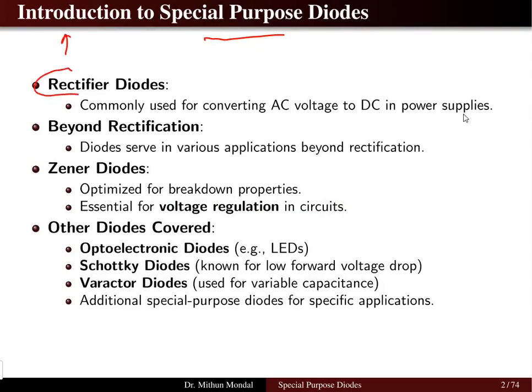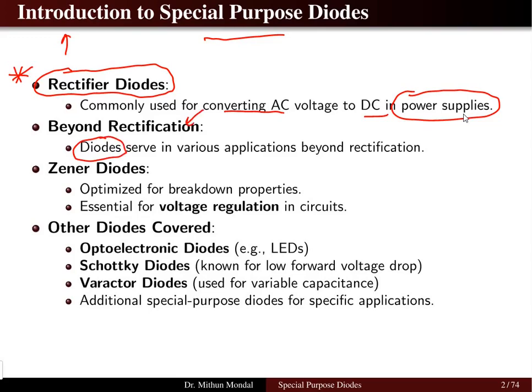We have seen the rectifier diodes in the previous lecture, which convert the AC voltage to DC in the power supplies. And this has been covered in great detail in lectures number 2 and 3. So we will now see the purpose of diodes beyond rectification, which serve in various applications. A diode may serve beyond the work of rectification. Rectification means conversion of AC voltage to DC voltage.